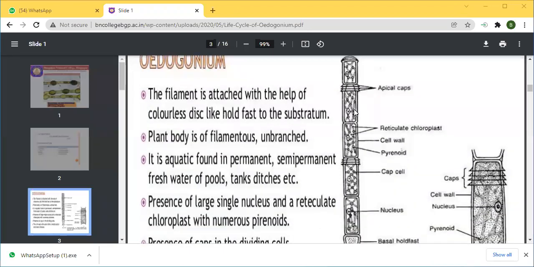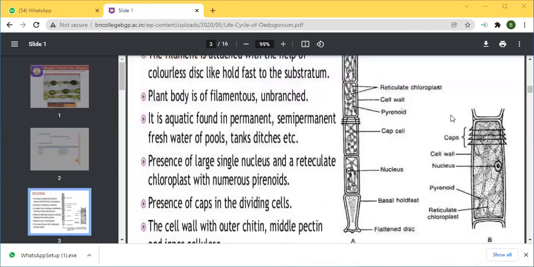And next one, here the cell wall. You can observe this is a single cell, enlarged single cell. Picture AB is there, no? In that one is the enlarged single cell.